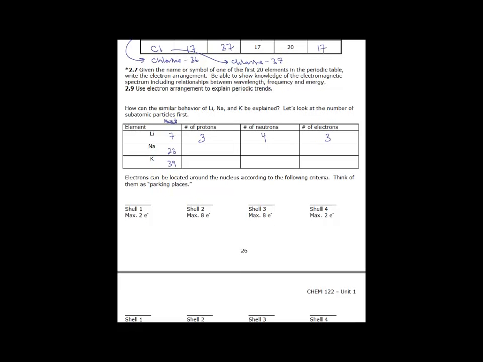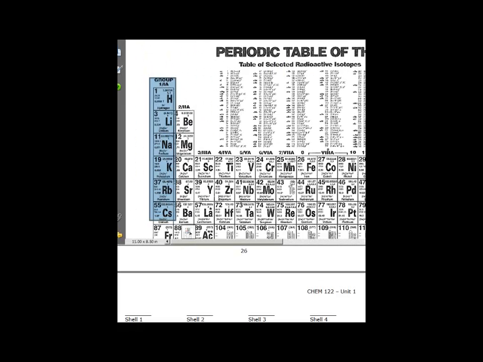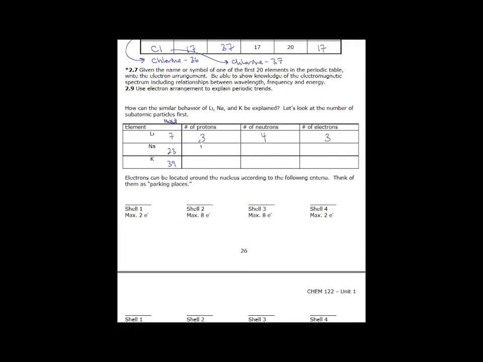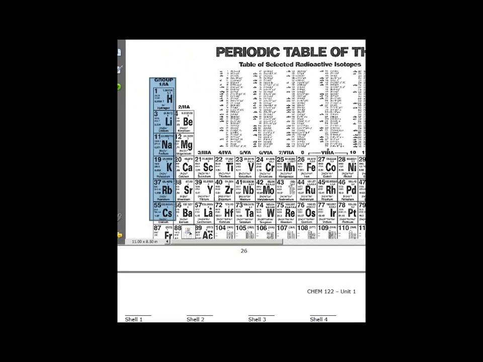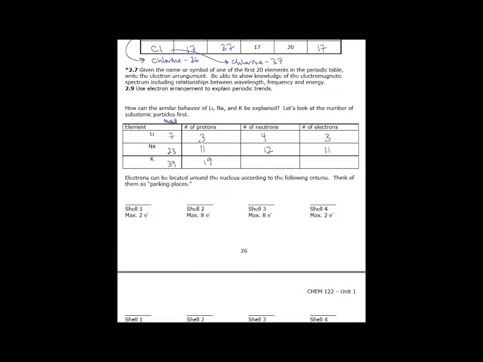Okay, sodium has an atomic number of 11. So it has 11 protons and 11 electrons. And the number of neutrons it will have is 12. Potassium, the atomic number of potassium is 19. It has 19 protons, 19 electrons. 39 minus 19 gives you 20 neutrons.